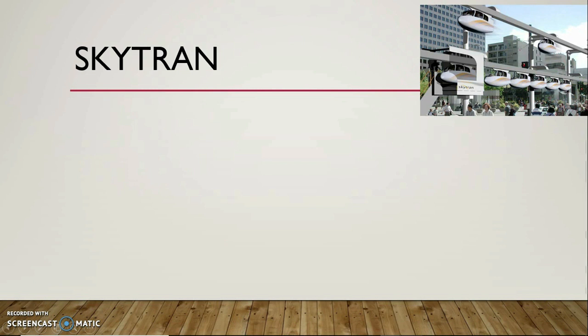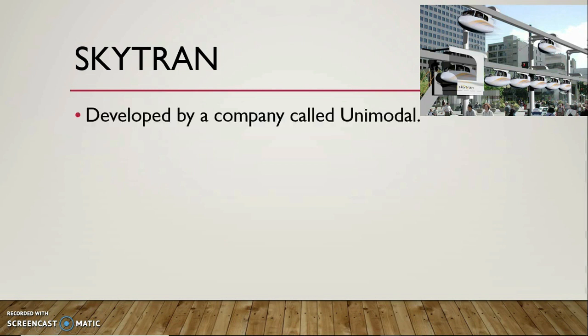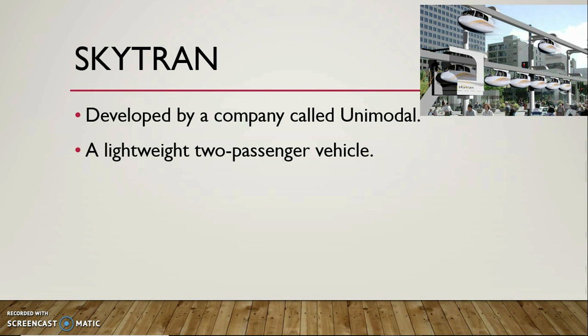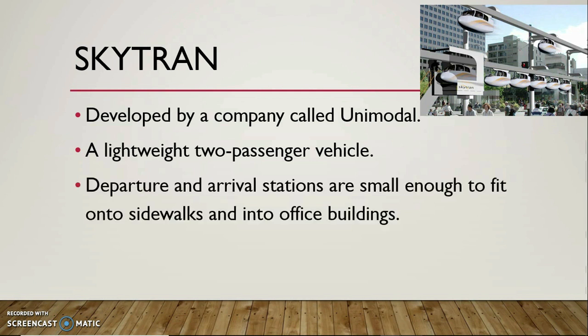Next is the Skytrain. It is developed by a company called Unimodal. The Skytrain is a lightweight 2-passenger vehicle which is suspended from magnetic levitation tracks. Departure and arrival stations are small enough to fit onto sidewalks and into office buildings. Therefore, they are convenient for easy transportation. The Skytrain is also low in cost and helps in reducing pollution.